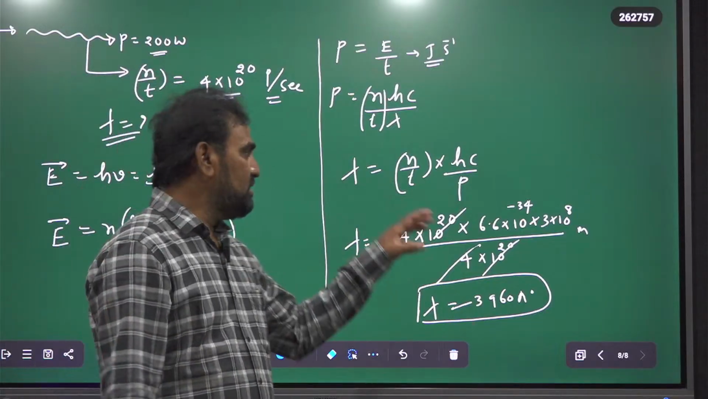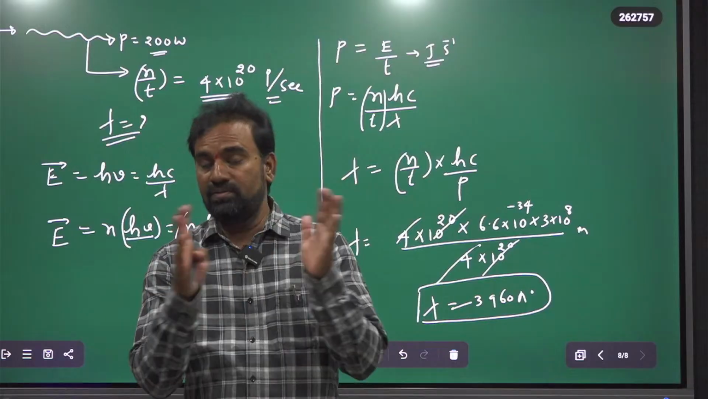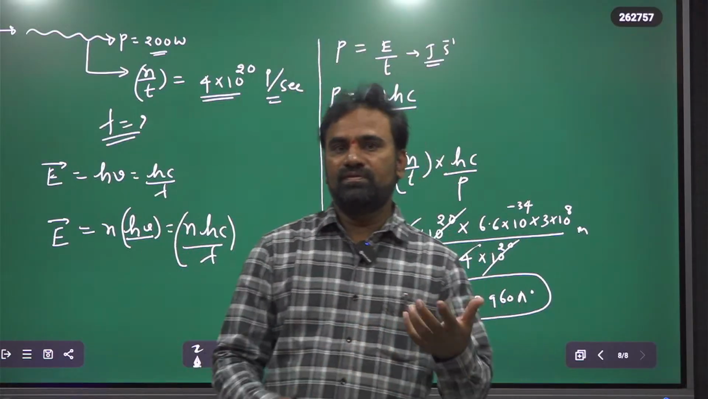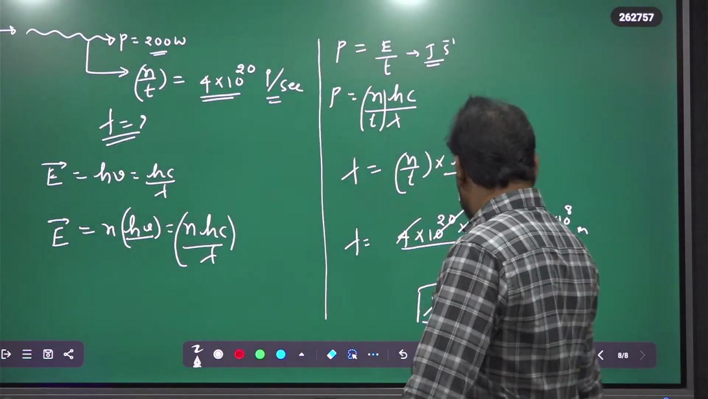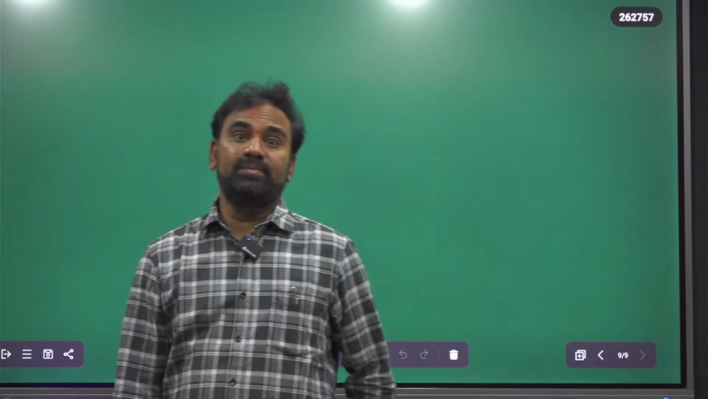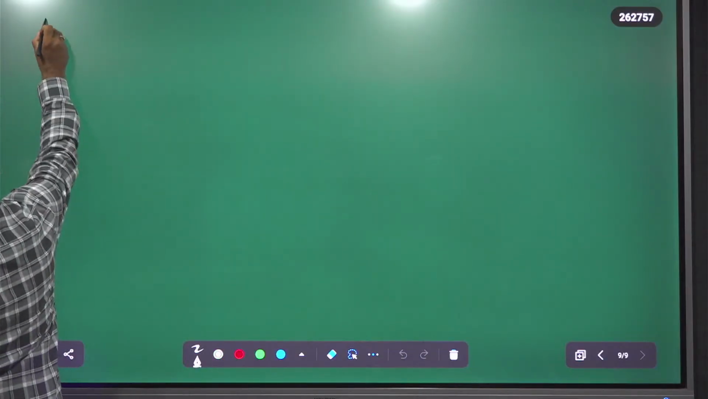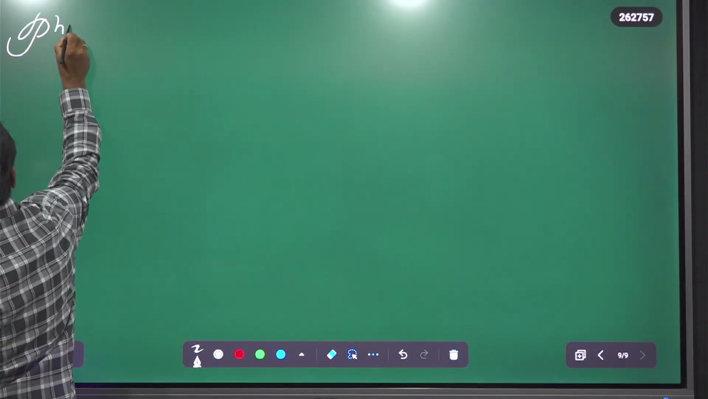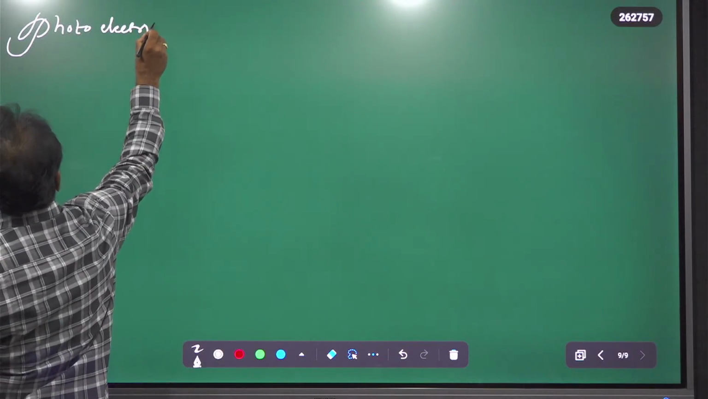Okay, this is the concept of a photon, and to solve different problems when they are given in different forms. Okay, next see, the most important concept is the photoelectric effect. This is very, very important for JEE Mains and Advanced level. Okay, photoelectric effect.